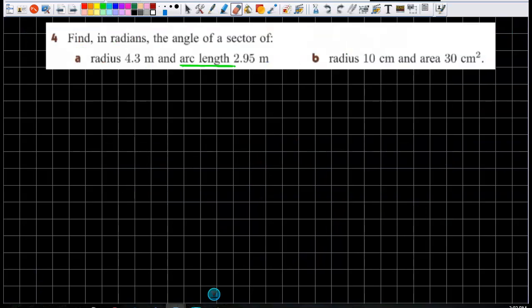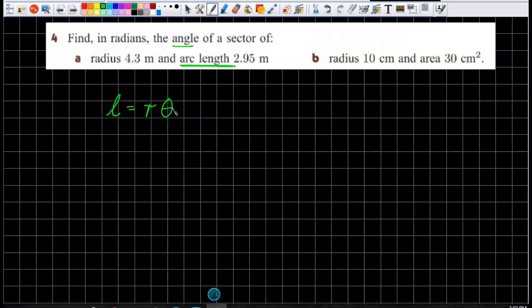Question 4 and 5, similar. So you do them the exact same way as in the process. So find in radians the angle. We're needing to find an angle this time. And what information have they given you? As soon as they say arc length, I would expect you go, arc length is r times theta. And then what do? It's all about the sub.